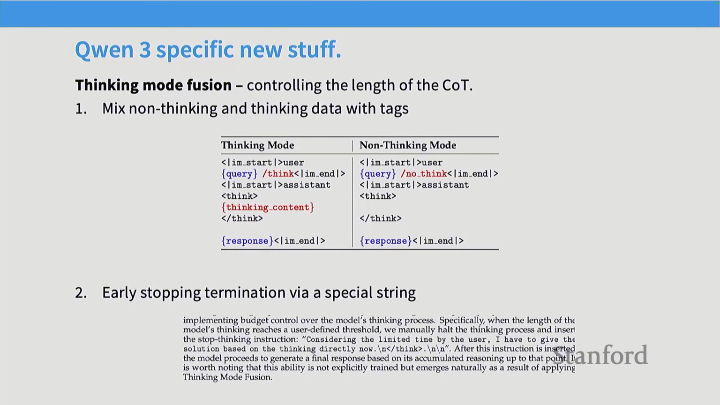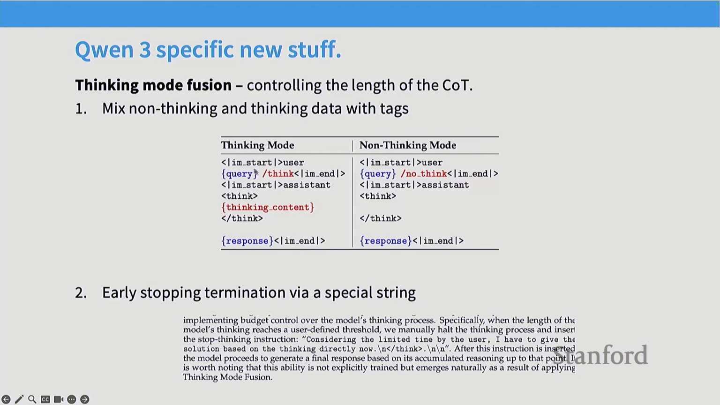So what are the two new Qwen-specific things that they do? The thing that they do is this thing called thinking mode fusion, which I think is kind of interesting. And where I think the field or the various trends are going is in controlling inference, right? So what they do is they want to have both a thinking model and a non-thinking model in the same single set of parameters.